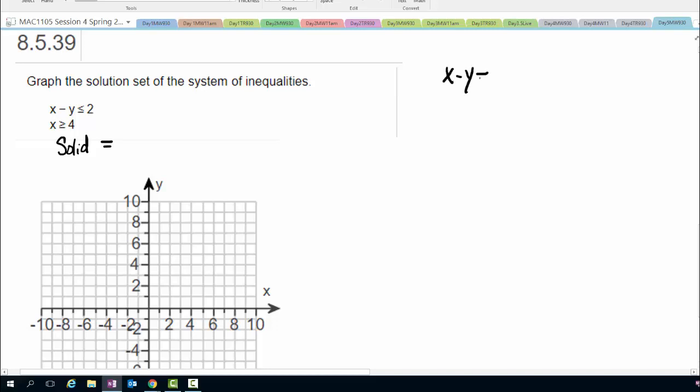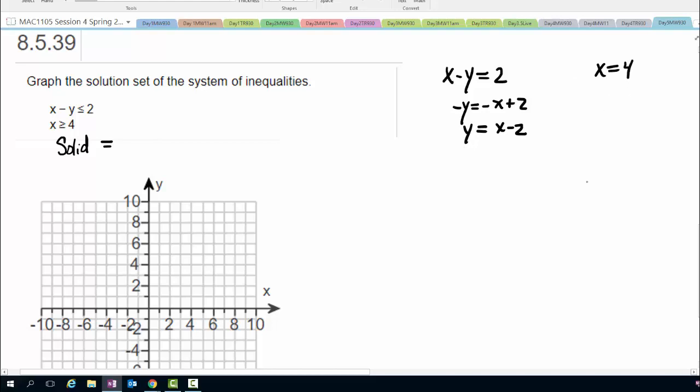One is x minus y equals 2, which means negative y would equal negative x plus 2, or in other words, y is x minus 2. Did you get that for your slope-intercept form? Okay, good. The other one is just x equals 4.